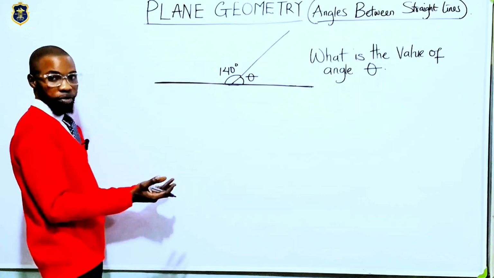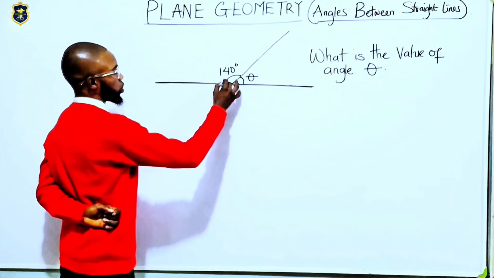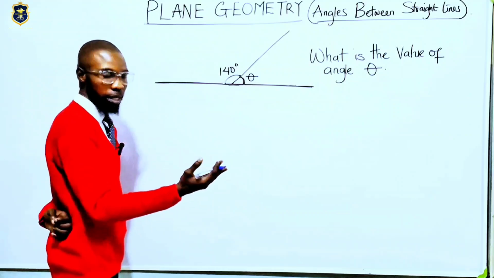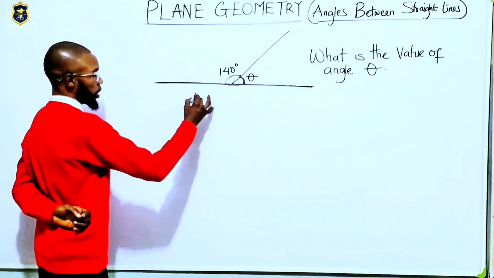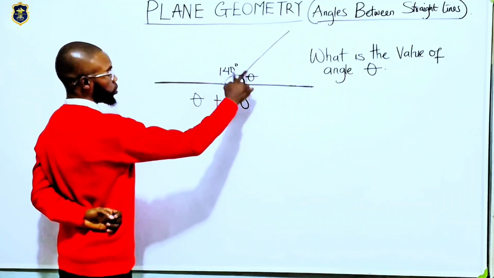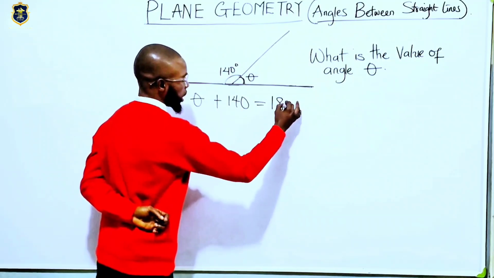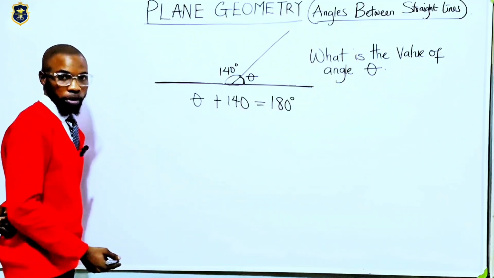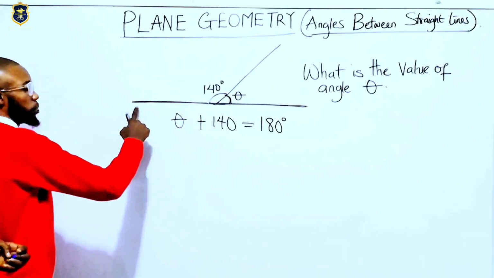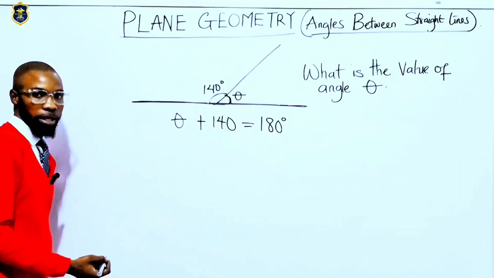Right, so in doing this, very simple. What do we do with this? We just simply add them up, right? Because we're adding this angle and this angle, and summing them, we have 180. So it becomes theta plus 140 equals 180 degrees. That's the condition, right? In as much as it's covering angles on a straight line, whenever we sum the angles inside this, we're going to get 180 degrees.